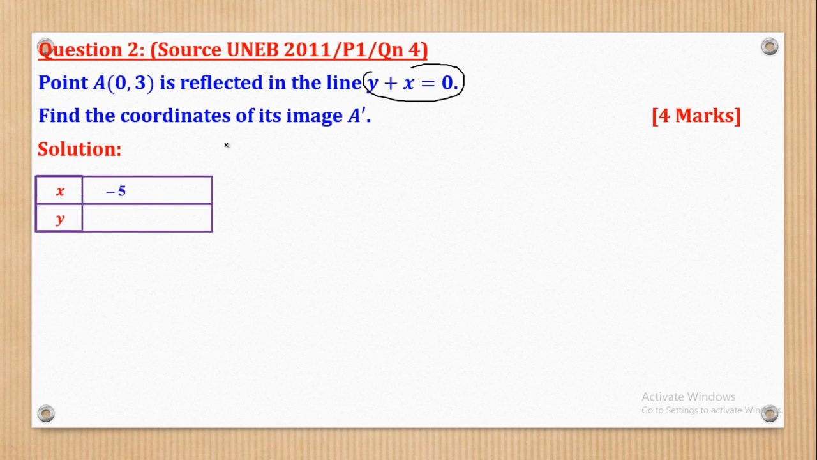If x is negative 5, put your negative 5 here, you'll come up with y as 5. So negative 5, 5 is one coordinate, but you need 2 coordinates. So still we shall say, if x is 5, what will y be? y will be negative 5. Those are the 2 pairs of points which we shall use to join to get the line y plus x equal to 0.